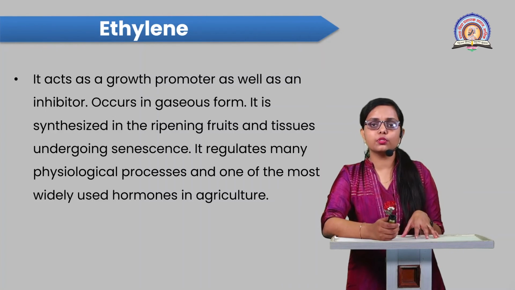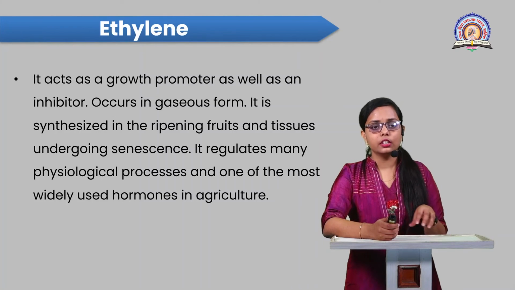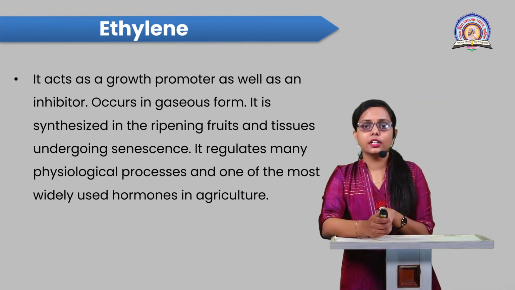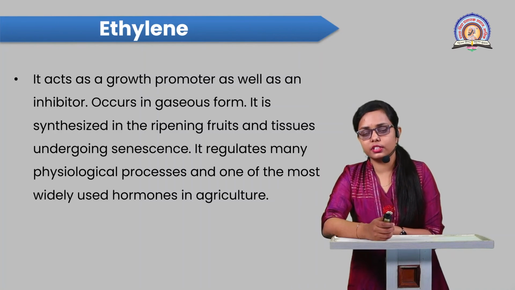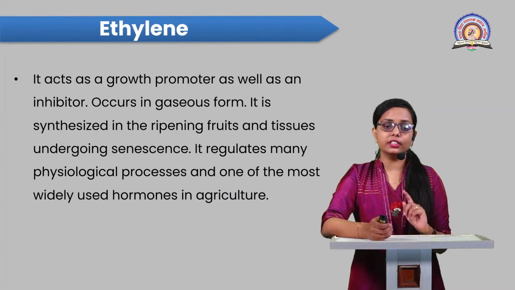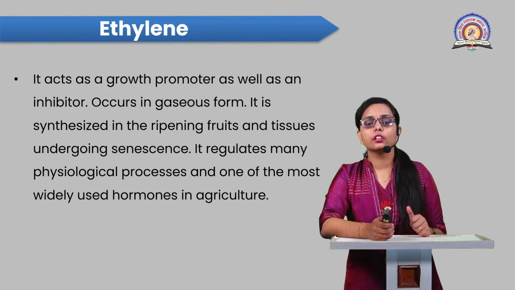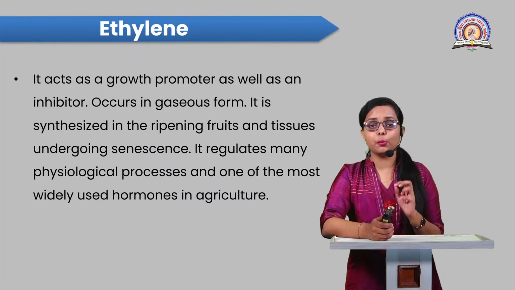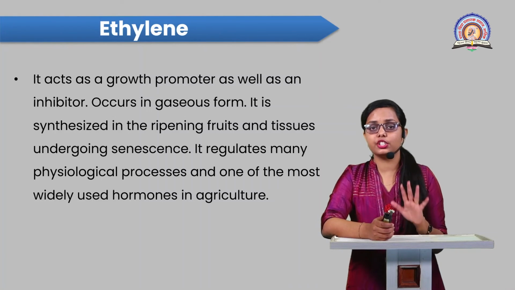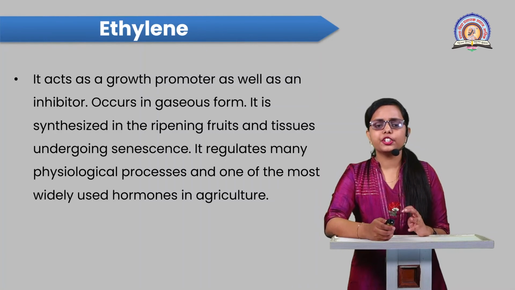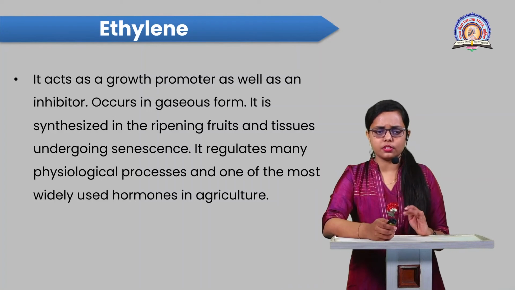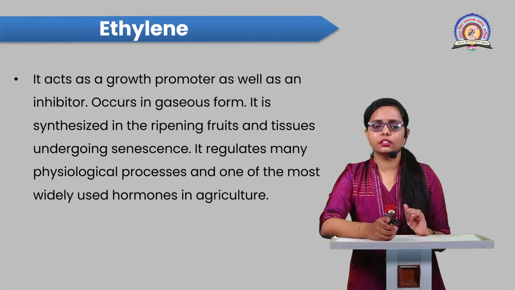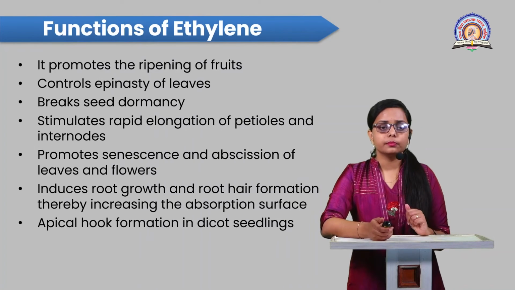When the fruits are premature or not mature, ethylene induces maturity in the fruit and ripens the fruit, and then leaf fall occurs. So ethylene has a role in ripening of fruits and in tissues undergoing senescence. It promotes senescence, the aging of the plant. It regulates many physiological processes, and it is the most widely useful hormone in agriculture.